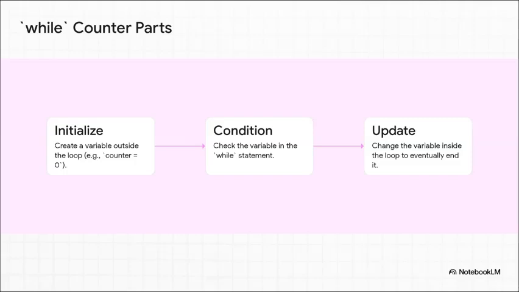So first, you initialize a counter variable before the loop. Second, you use that variable in your condition. And third, and this is the part people forget, you have to update that variable inside the loop. If you don't, that condition will be true forever.